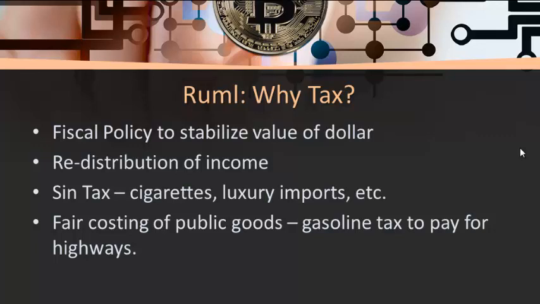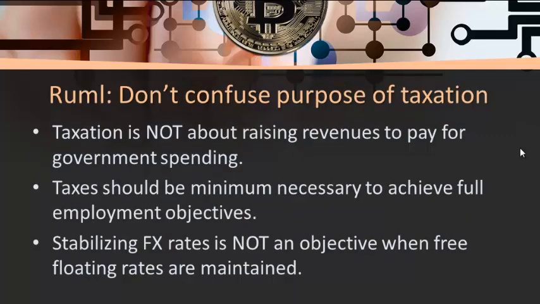So these are some of the reasons for taxation given by Rummel. But he says that basically, don't confuse the purpose of taxation. It's not about raising revenues to pay for government spending. We should try to keep taxes low as long as we want to achieve full employment. And the other objective which I mentioned, stabilizing the foreign exchange, if you have free floating, then you don't have that objective. I don't think this is part of what Rummel said, but this is part of modern monetary policy. The reason we quote Rummel here is that in the 1950s this was understood, but there is a strong effort to suppress this knowledge exactly.